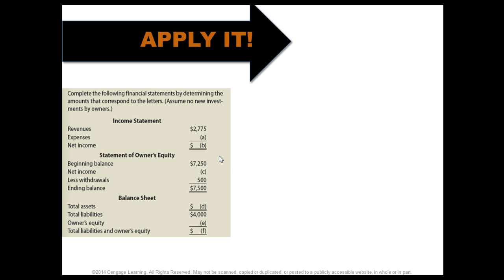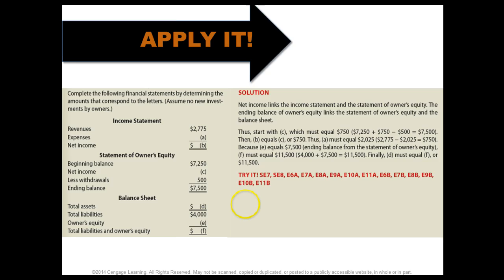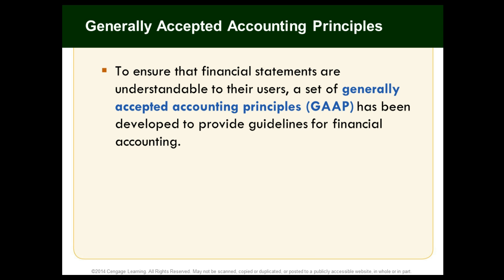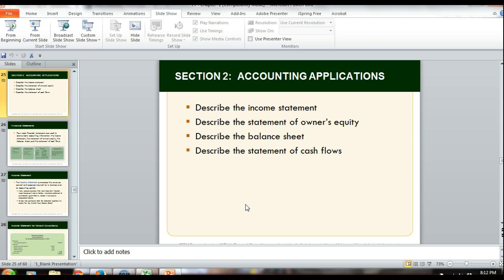So we know this is really important because it helps you see the relationship among all these accounts. If we know our liabilities are $4,000 and we know our owner's equity is $7,500, what are our total liabilities and owner's equity going to be? $11,500. What will our assets be? Do you guys get that? $11,500.